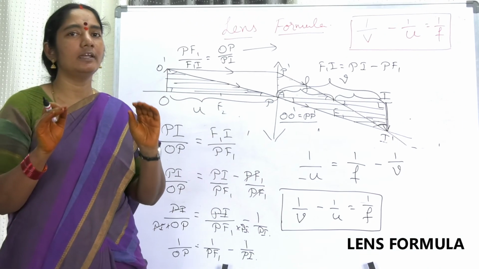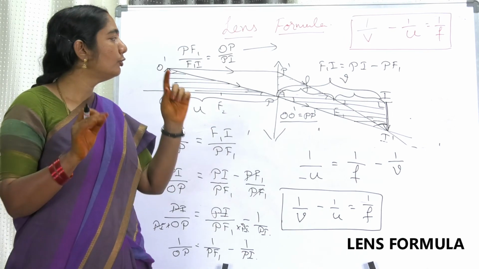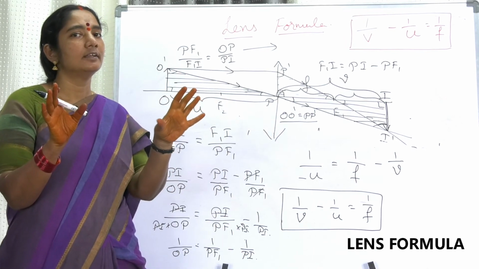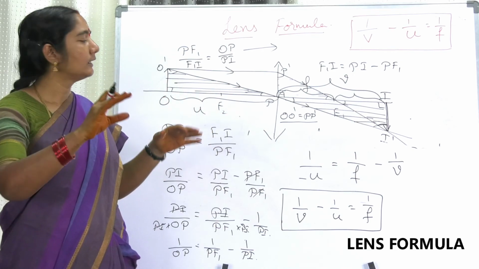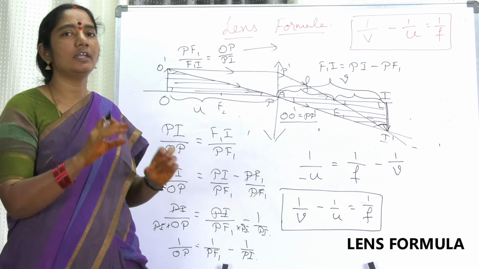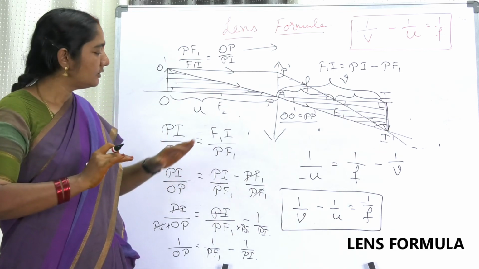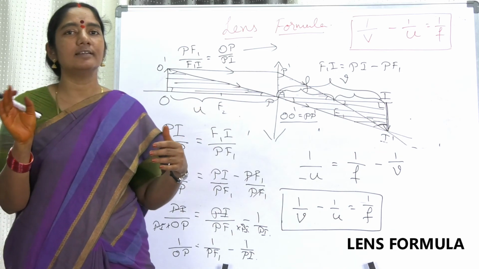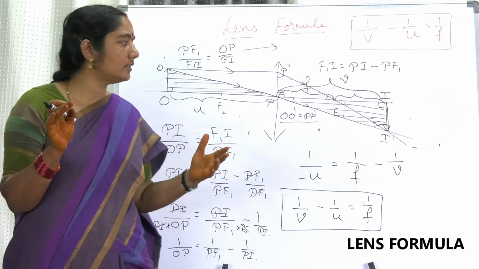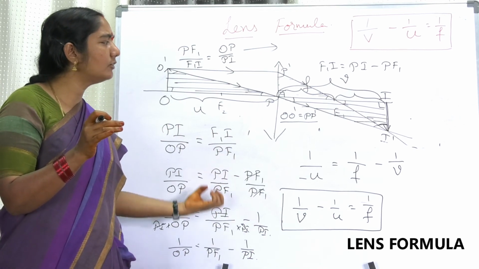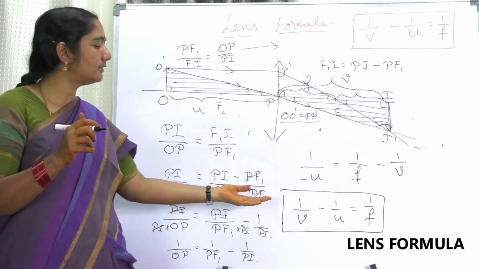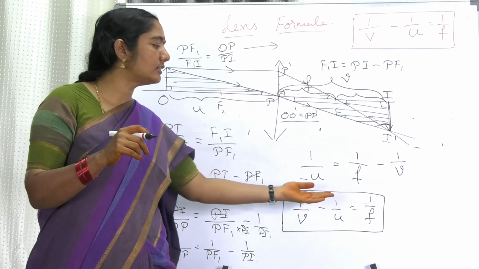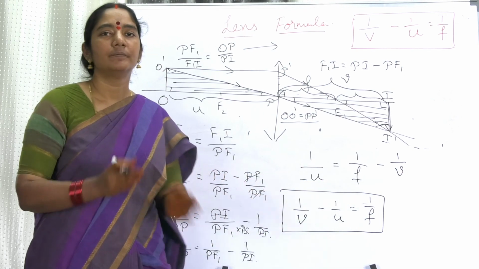In deriving this formula, we are having two similar triangles. First set of similar triangles, when we take, you get one equation. Second set of similar triangles, when we take, you get one more equation. Just when the left hand sides are equal, the right hand sides we equate, and within 1-2 steps we will come to the conclusion, that is 1 by V minus 1 by U is equal to 1 by F. Thank you.